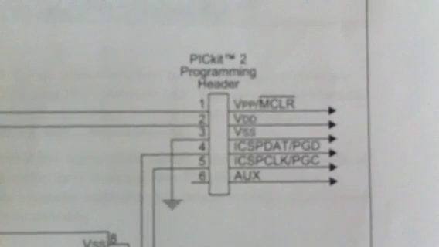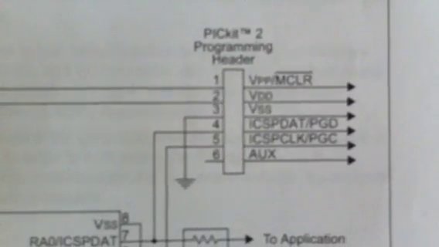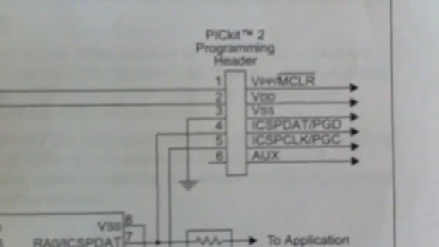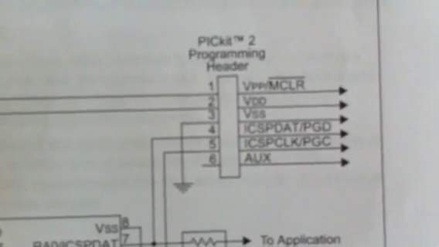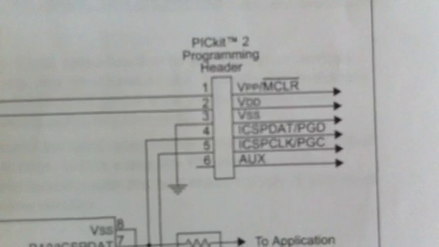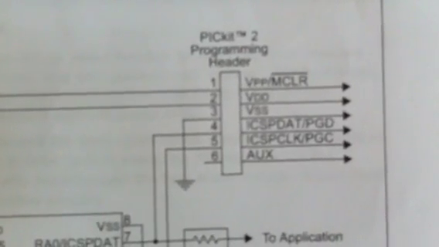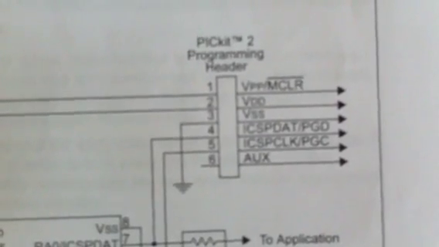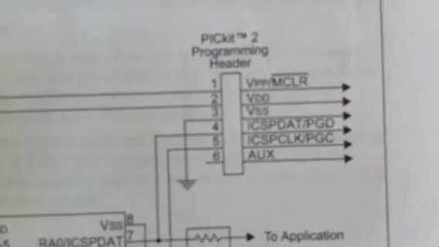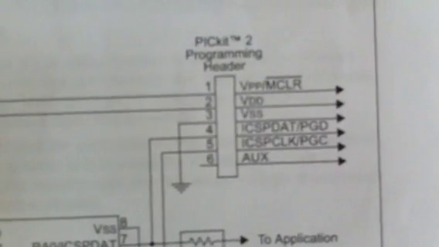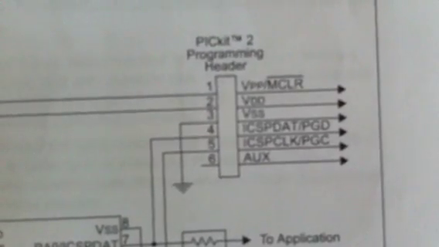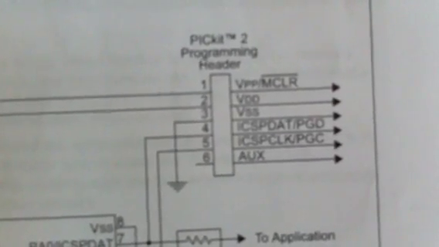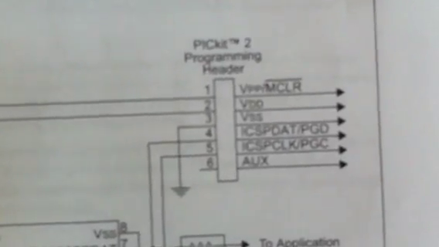is like this. So in the PICkit 2 programming pin, which they also call a header, the first one is VPP and MCLR, number 2 is VDD, number 3 is VSS, number 4 is the in-circuit serial programming data port, and the fifth one is the in-circuit serial programming clock. And number 6 is an auxiliary, which we can ignore or leave open.